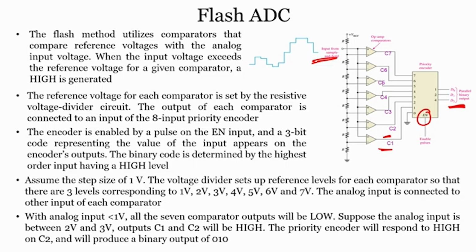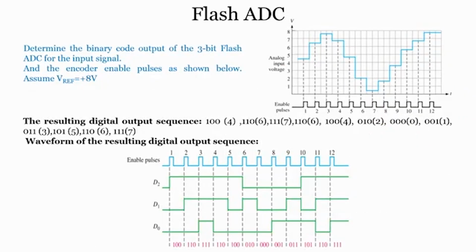This is how, in general, your flash ADC will operate. Now, if you want to determine the binary code output of a 3 bit flash ADC, and the encoder enable pulses are as shown below, then assume the reference voltage equals 8 volts. If you have this particular signal, you can see here there is an analog signal and there are enable pulses. Suppose you are asked that the resulting digital output sequence is 100, 110, 111, 110, 100, 010, 000, 001 and so on until here. Draw the waveform of the resulting digital output sequence.